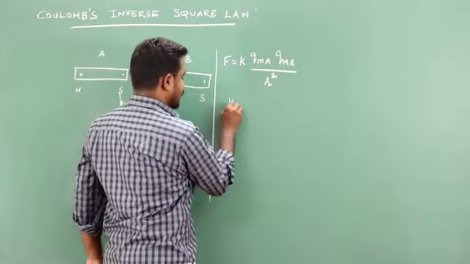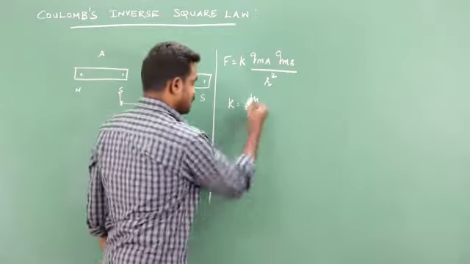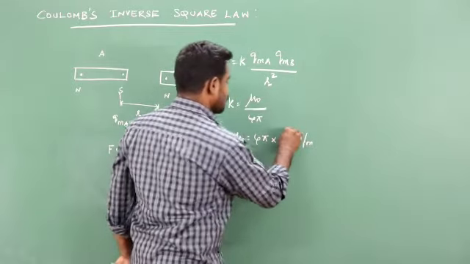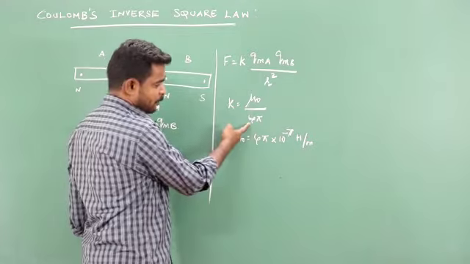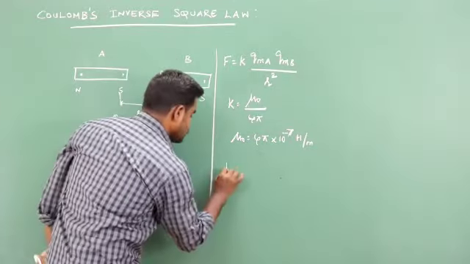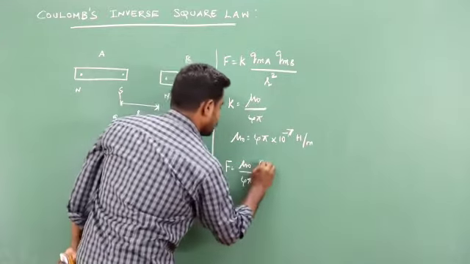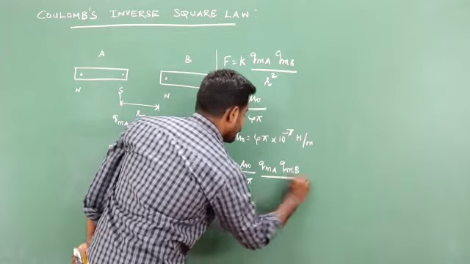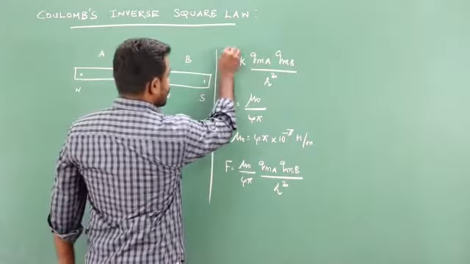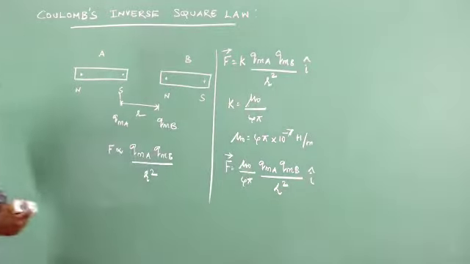The value of the constant of proportionality K is mu naught by 4 pi. Here mu naught is the permeability of free space, whose value is 4 pi into 10 power minus 7 Henry per meter. So K is 10 power minus 7 Henry per meter. Now we substitute the whole value: F equals mu naught by 4 pi times QMA QMB divided by R squared. Already we know force is a vector quantity, so we use the unit vector, r cap. So that is called Coulomb's inverse square law.